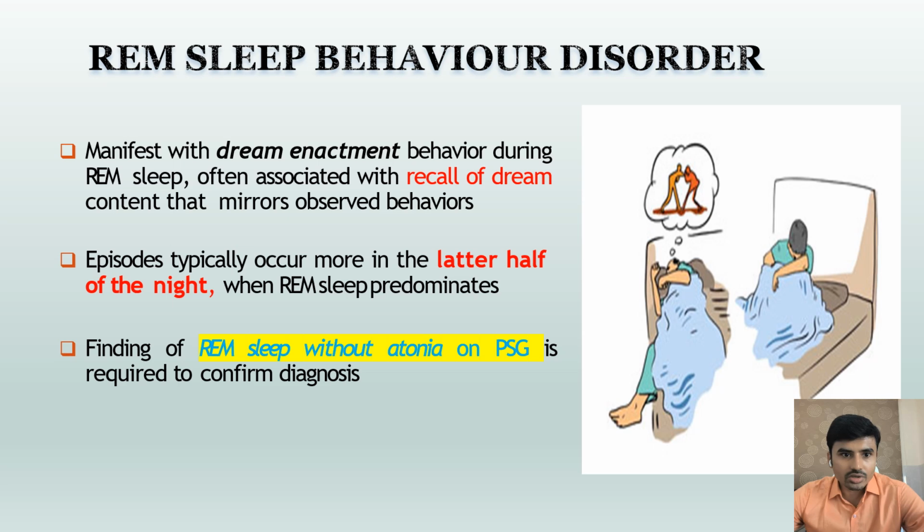REM sleep behavior disorder. They manifest with dream enactment behavior during REM sleep, often associated with recall of dream content that mirrors observed behaviors. Episodes typically occur during the later half of the night when REM sleep predominates. The finding of REM sleep without atonia on polysomnography is required to confirm REM sleep behavior disorder.